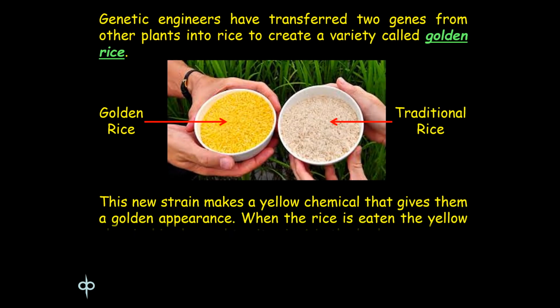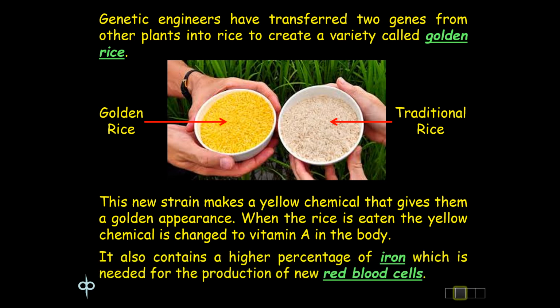So genetic engineers have transferred two genes from other plants into rice to create a variety called golden rice, and it gets its name because it's a golden colour. This new strain makes a yellow chemical which gives them a golden appearance, and when the rice is eaten, the yellow chemical is changed to vitamin A in the body. It also contains a higher percentage of iron, which is needed for the production of new red blood cells.